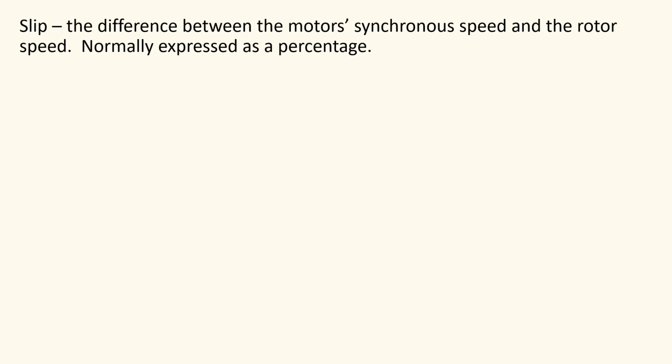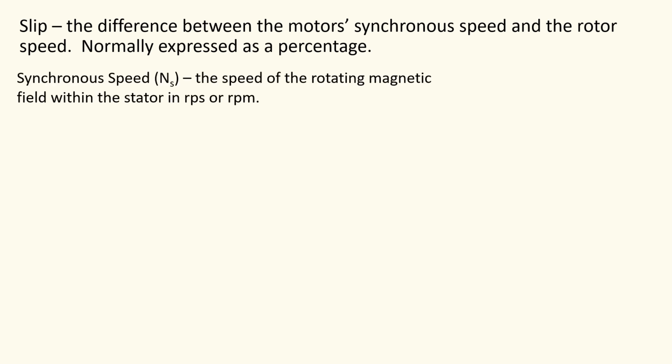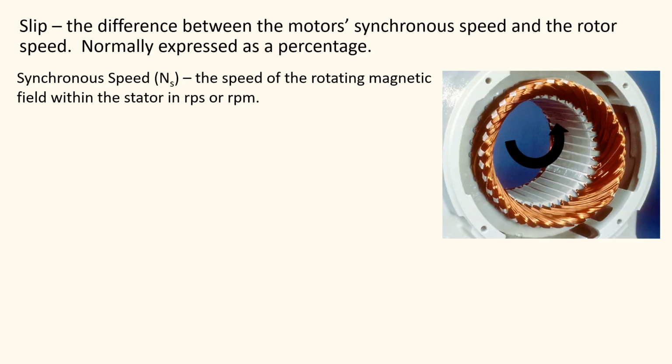Now, just to remind ourselves what synchronous speed and rotor speed are: synchronous speed, which we call ns, is the speed of the rotating magnetic field within the stator, being the fixed part of the motor. And that synchronous speed is normally in revs per second or revs per minute.